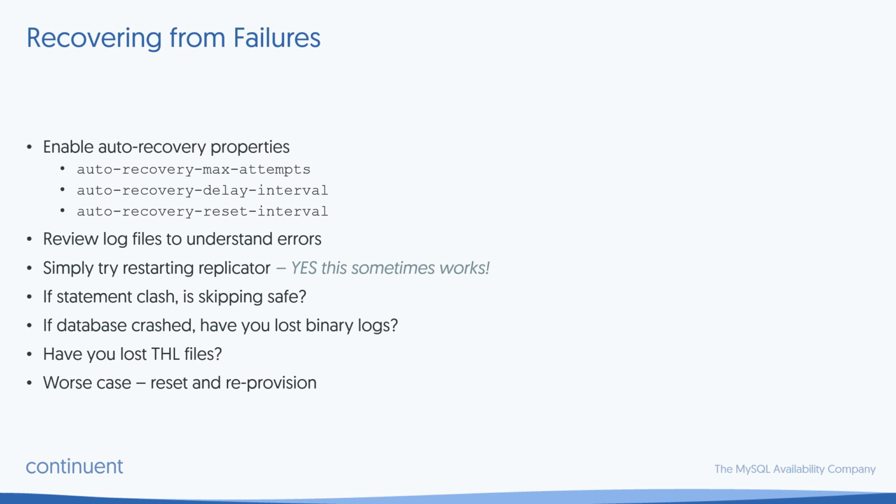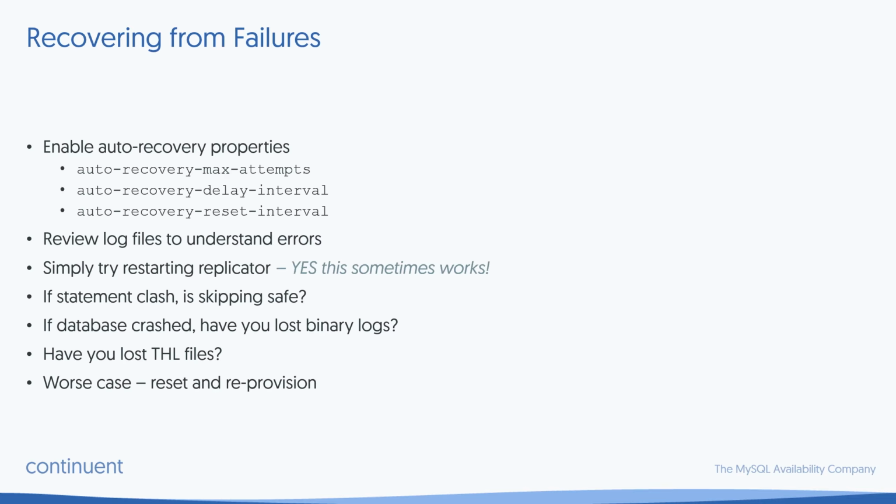Recovering from failures will depend on the issue at hand. Typically, if the replicator goes offline, it will stay offline, even if the issue is a momentary transient issue. Therefore, it's a good idea to enable the auto recovery options. There are 3 options which you can add to your INI file. There's the auto recovery max attempts. This tells the replicator how many times to attempt to bring the replicator online. After this number of tries has been exhausted, then the replicator will remain in the offline state. Setting this value to 0 or not supplying it at all disables the auto recovery options.